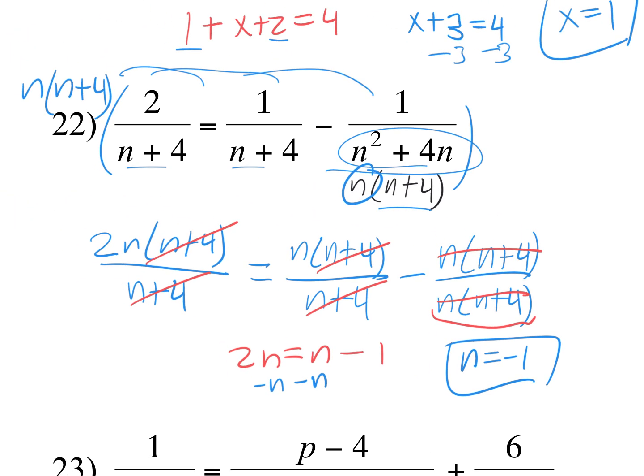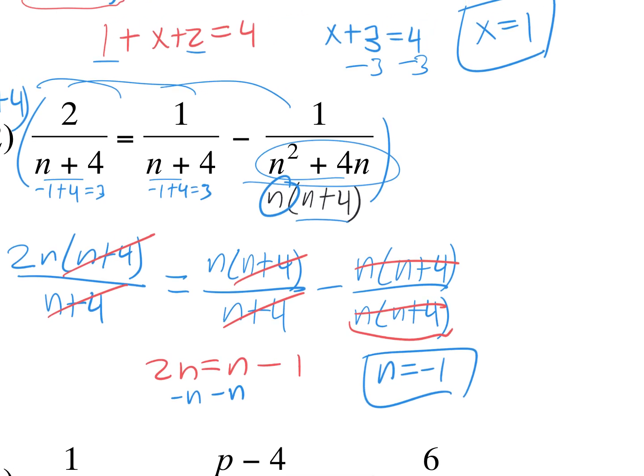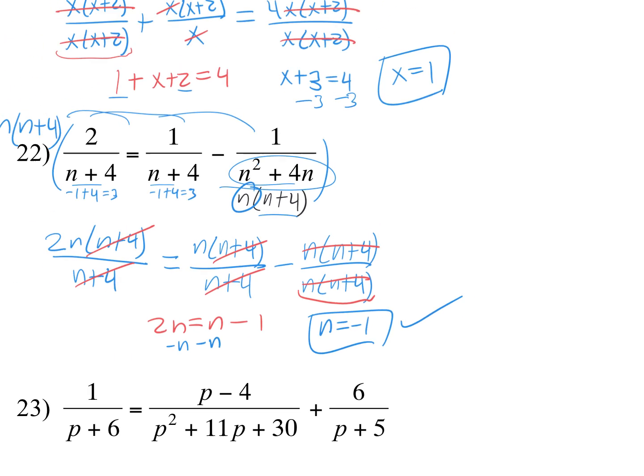When we plug in a -1 here, -1 plus 4, that's 3. -1 plus 4, again, that's 3. And then -1 squared plus 4n, that's not going to get you 0. -1 squared is 1, plus 4 times -1 is going to be -4, and then that's going to give you a -3. So it's also not 0. As long as it's not 0, we have a solution.